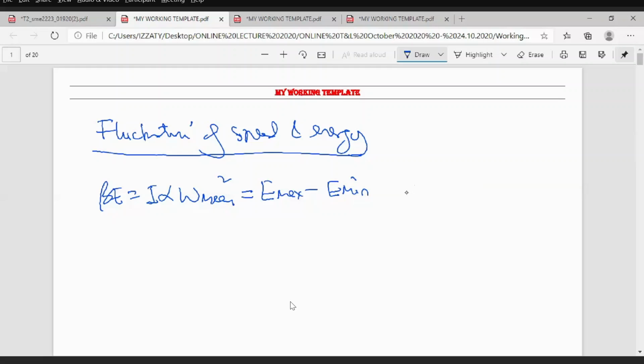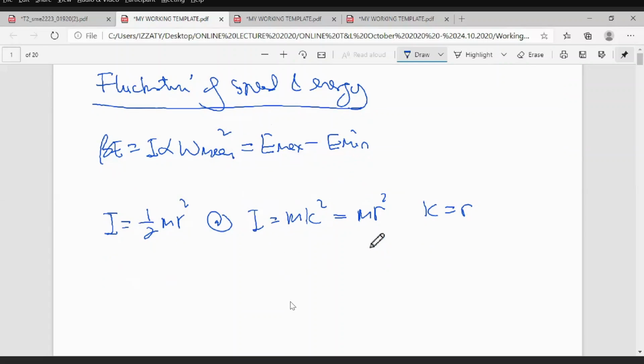But you need to know what the terms are. For example, I can be half m r square if you're talking about a solid one. Or I can also be equal to m k square or m r square, where k equals r, for example. So it depends on the equation. And what is the omega mean? Omega mean is basically the maximum omega plus the minimum omega divided by 2. That one is so obvious, the average one, isn't it?